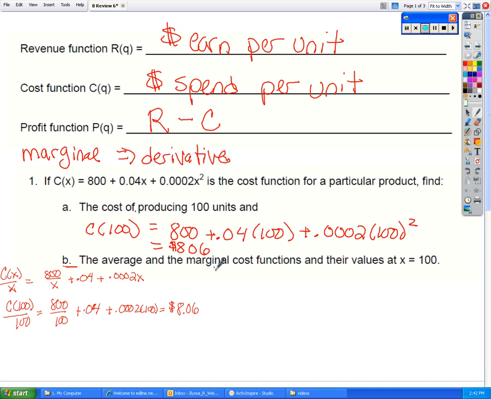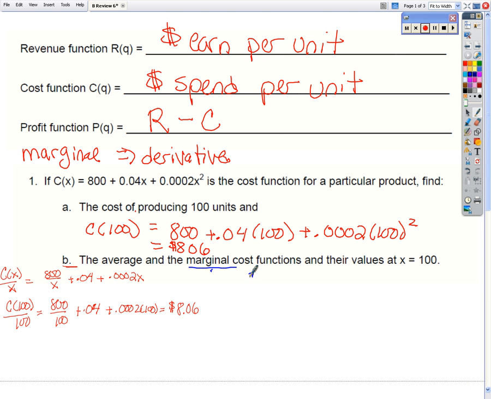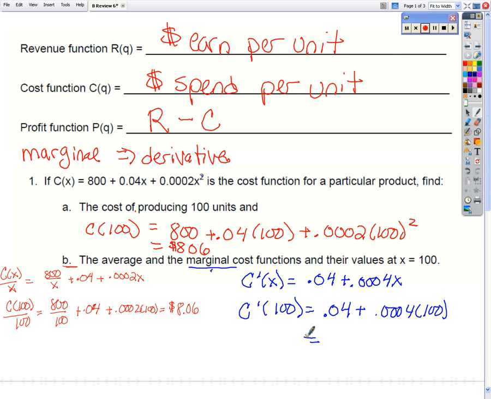So now finding the marginal cost, I need to find C prime of X. So that is 0.04 plus, now 2 times 0.0002 is 0.0004x. We're going to plug in 100. And we get 0.304.